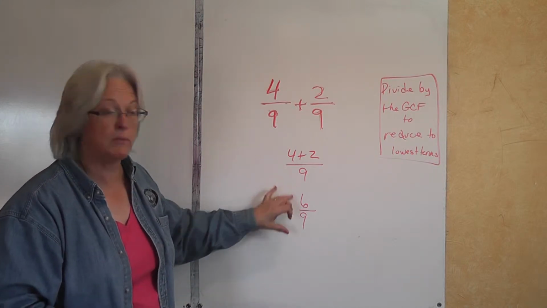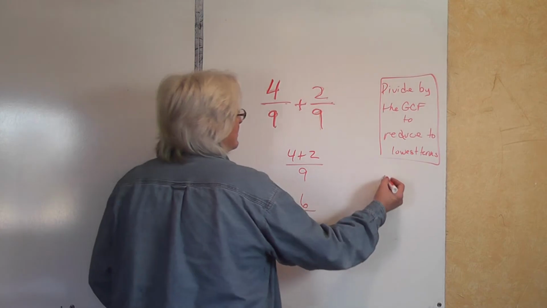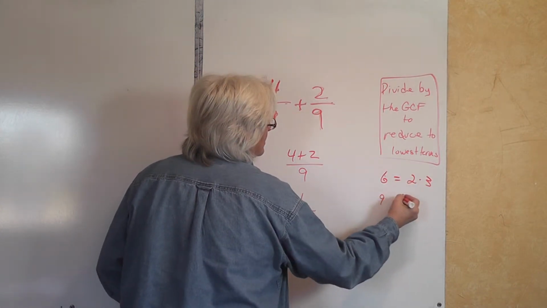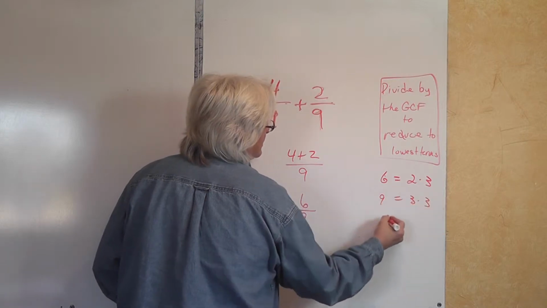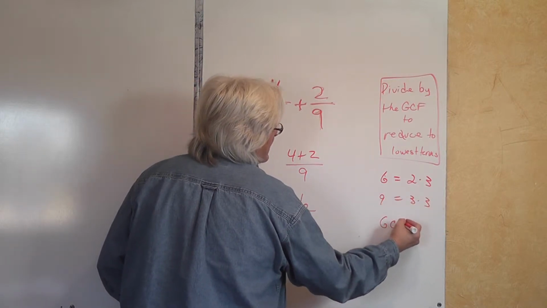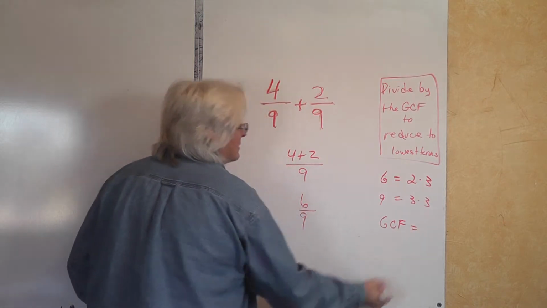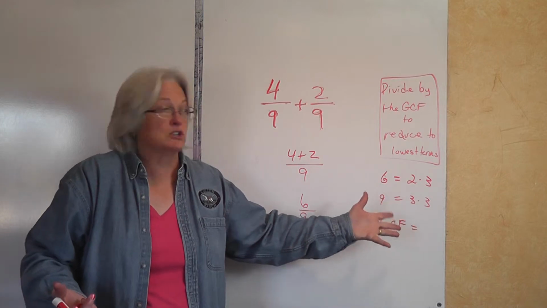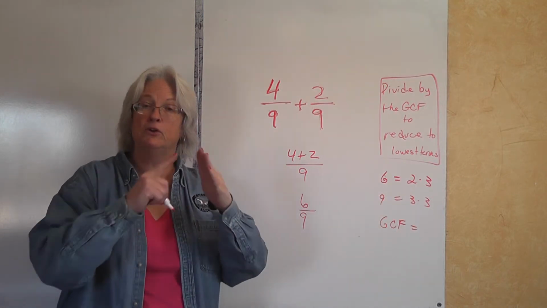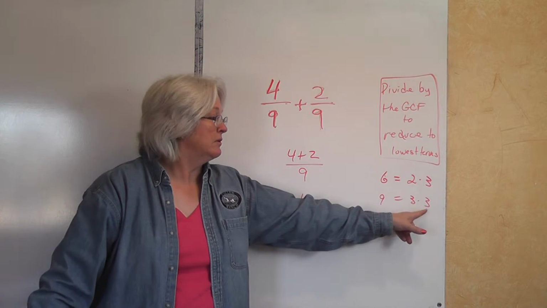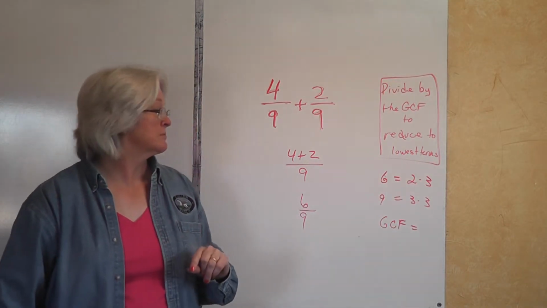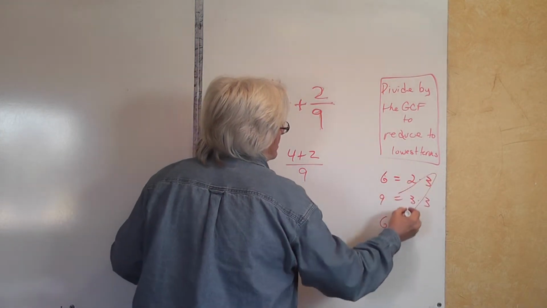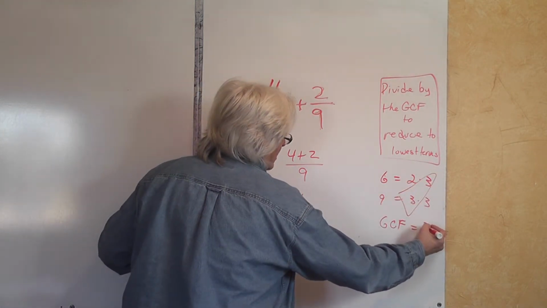How do we find the greatest common factor? We prime factor each number. 6 is 2 times 3. 9 is 3 times 3. How did I get this prime factorization? The numbers are small enough I can just tell you 2 times 3 and 3 times 3. You use your factor trees so that the only factors are prime numbers. The greatest common factor is those factors that appear in common.